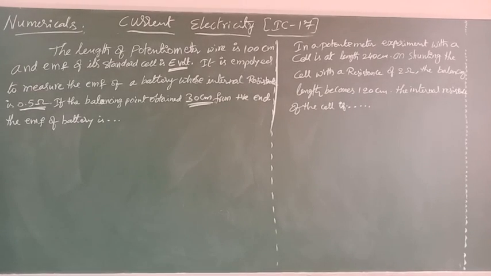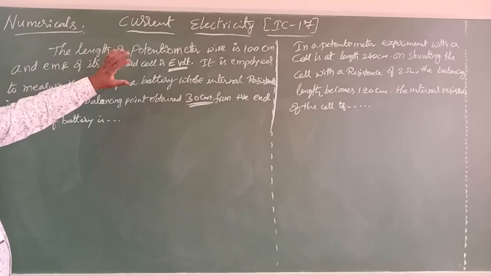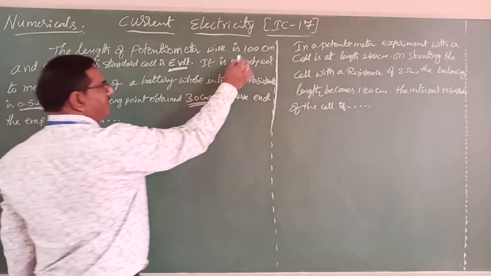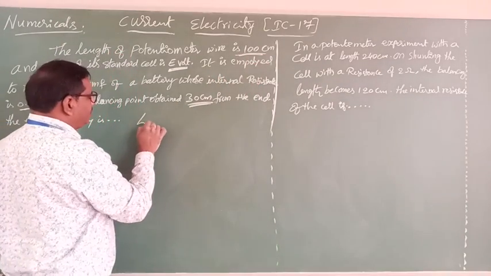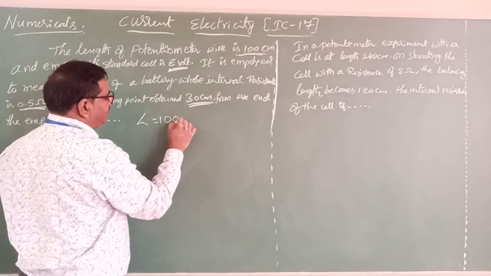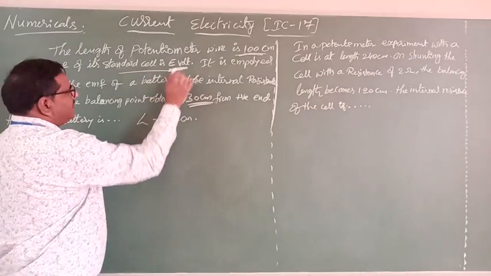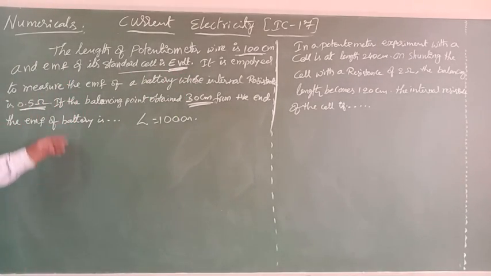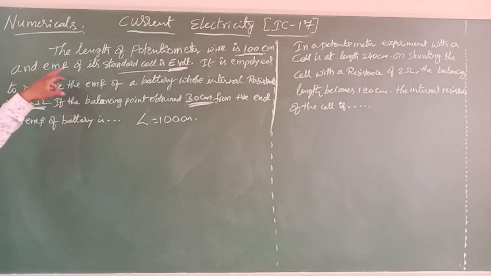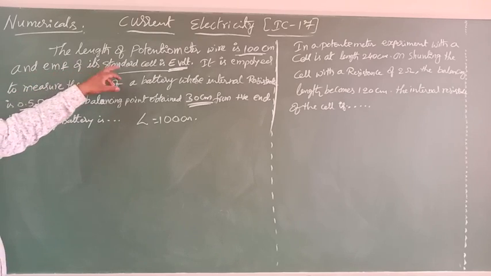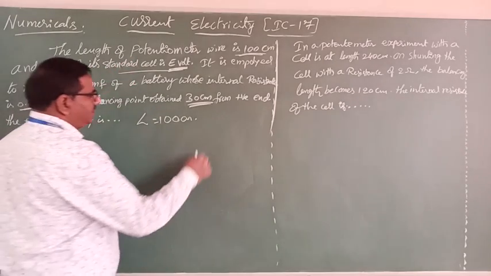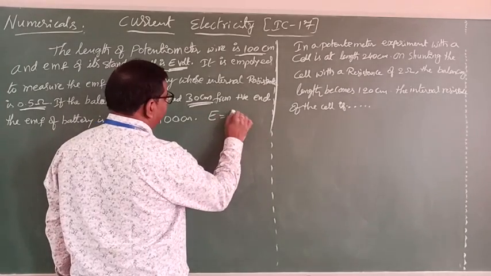See here, upon the board we have two sums. First sum: length of potentiometer wire, how much they gave? Capital L equal to 100 centimeter. At that time, one standard cell is used. The length of potentiometer wire is 100 centimeters and the EMF of the standard cell is E.